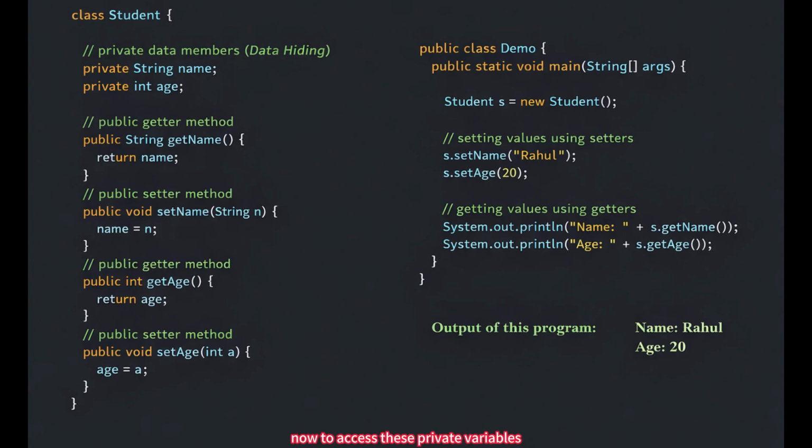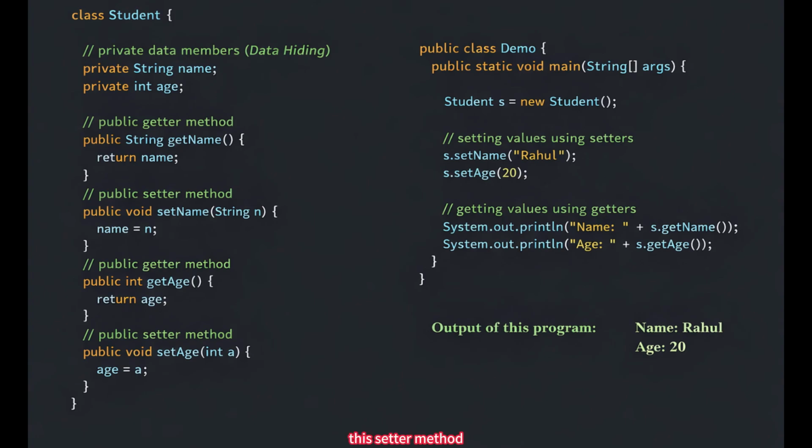Now, to access these private variables, we created public getter and setter methods. First, we created a public getter method getName: public String getName, return name. This method simply returns the value of the private variable name. Then we created a public setter method setName: public void setName, String n, name is equal to n.